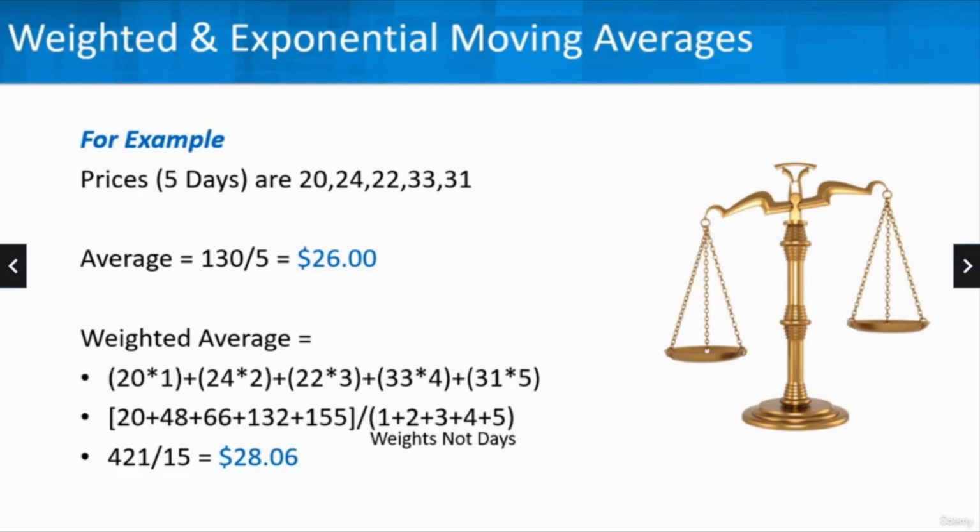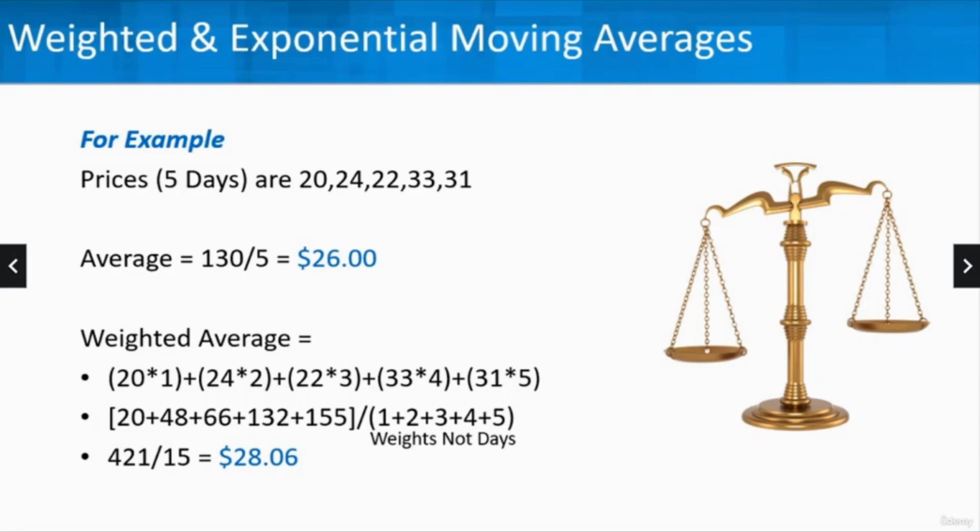Now the simple moving average, or the simple average, on that would be 26. You have your 130, add them up, divided by 5. Now a weighted average would put a weighting factor towards those numbers, so the ones that are most recent would have a heavier weight than ones that are further back. If we look at that first bullet point, you can see the 20 dollars has a weight of 1, whereas the 31 has a weight of 5. And you do the math, 31 times 5, and you can see how that breaks out.